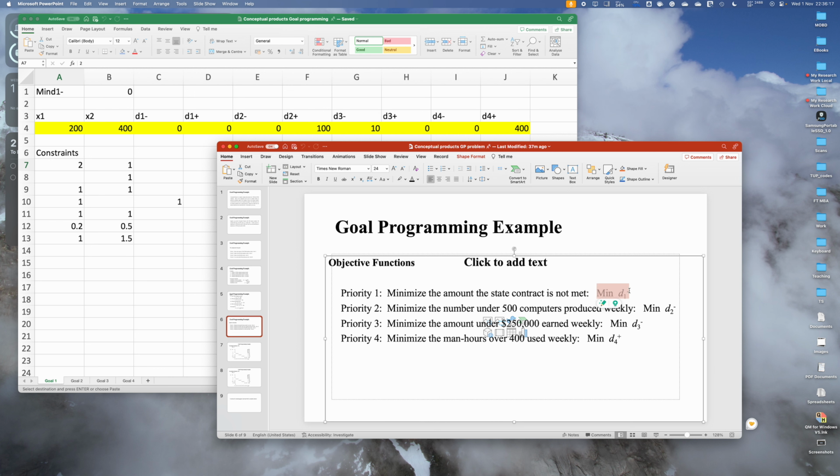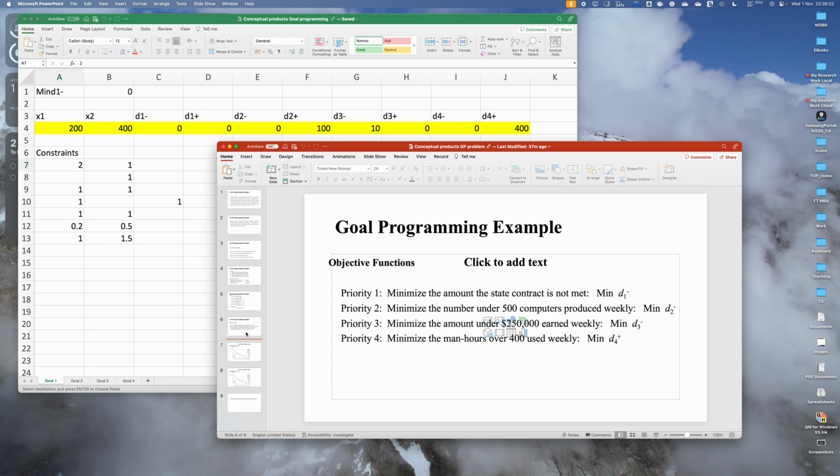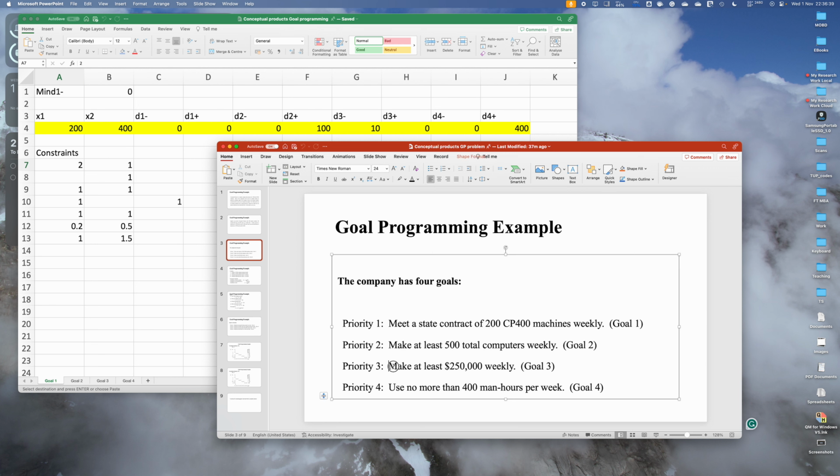which is nothing but minimize D1 negative. Similarly, goal 2 is make at least 500 total computers weekly. If I make 600, 700, fine with me, but if I make less than that, that's a problem. That is why I want to minimize the underachievement of this goal, and that's why it is minimize D2 negative. The third goal is make at least $250,000 weekly. If I make more than that, then it is fine.